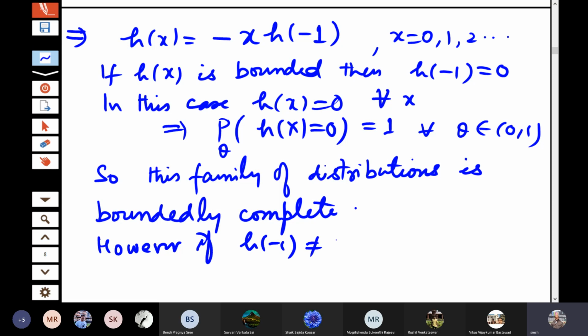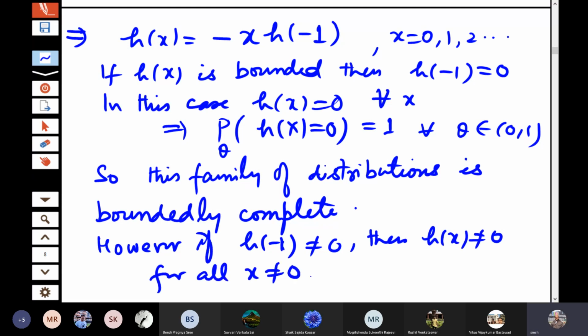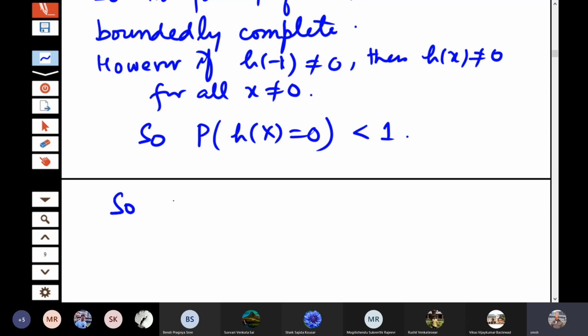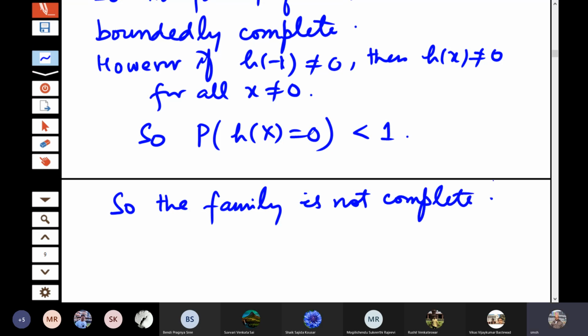If h of minus 1 is not 0, then hx is not 0 for all x not equal to 0. So probability of hx is equal to 0 will be less than 1. So the family is not complete. That means for any function, if I take expectation of hx is equal to 0, then it does not imply that the probability of hx is equal to 0 is 1. So a boundedly complete family need not be complete. Okay, so is the concept and this example clear to all of you?